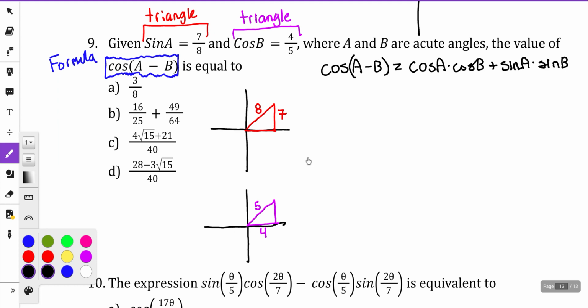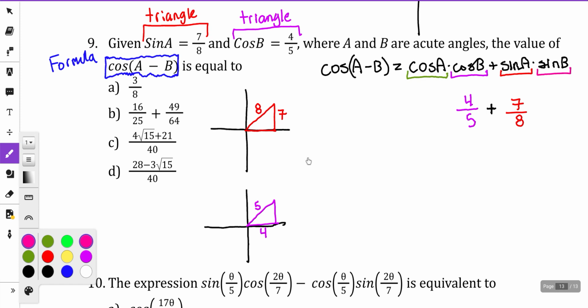And I know what some of these values are, but I don't know all of them. Like, I know that cos B is 4 over 5. It told me that. I know sine A is 7 over 8, because it told me that. But it didn't tell me what cos of A was. And it didn't tell me what sine of B was. But I could use these triangles to figure out what these things do equal.